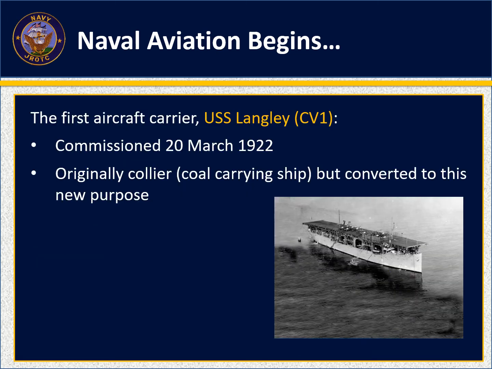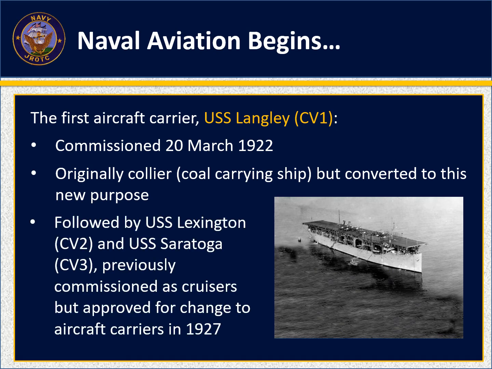The first aircraft carrier, the USS Langley, CV-1, was commissioned 20 March 1922. It was originally a coal-carrying ship, but was converted to this new purpose. This was followed quickly by the USS Lexington, CV-2, and then USS Saratoga, CV-3, previously commissioned as cruisers, but approved for change to aircraft carriers in 1927.